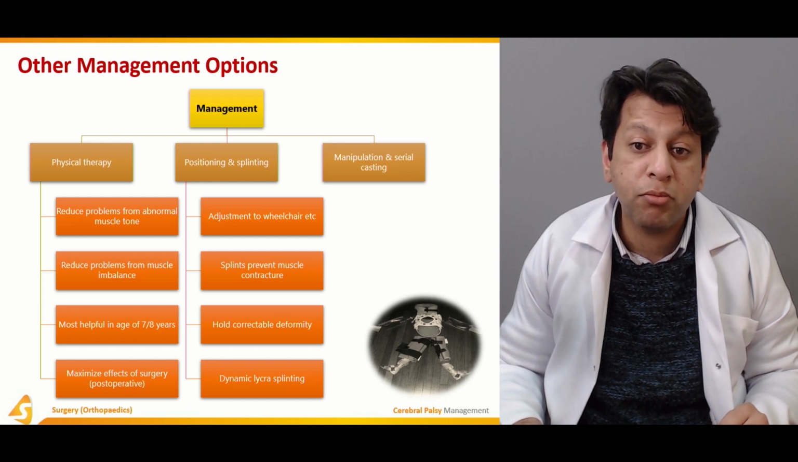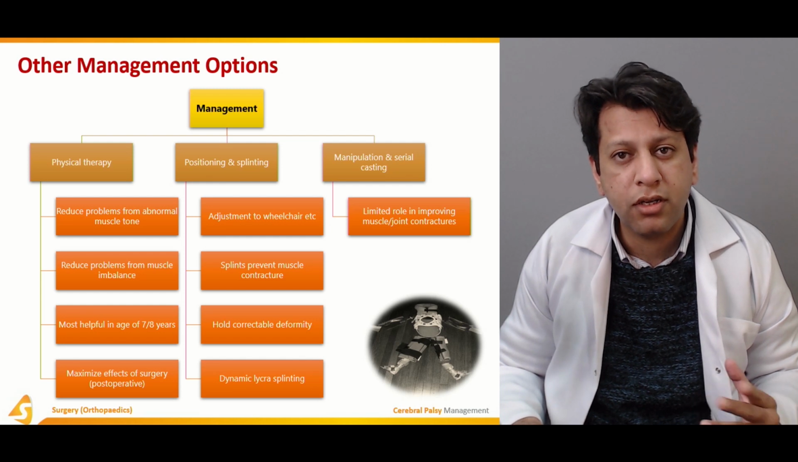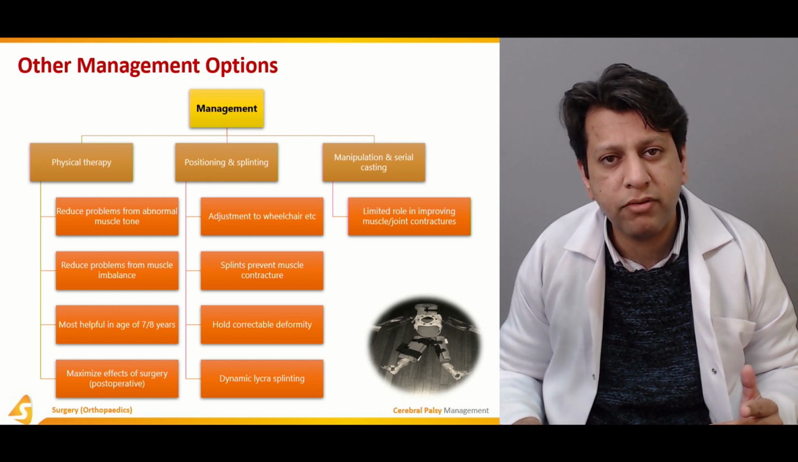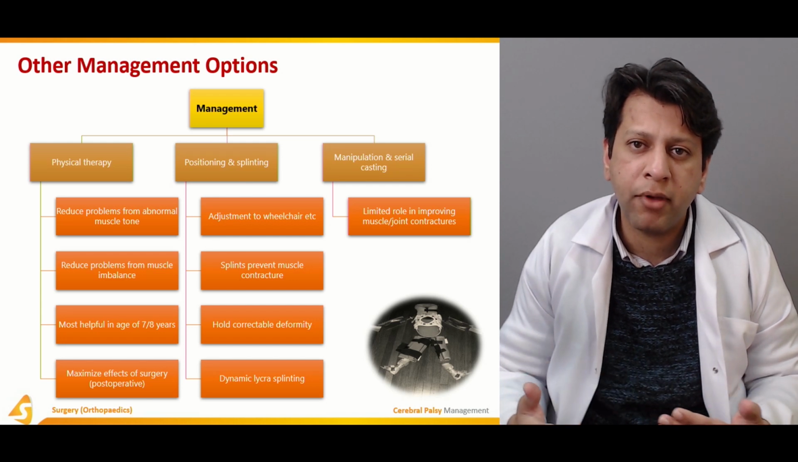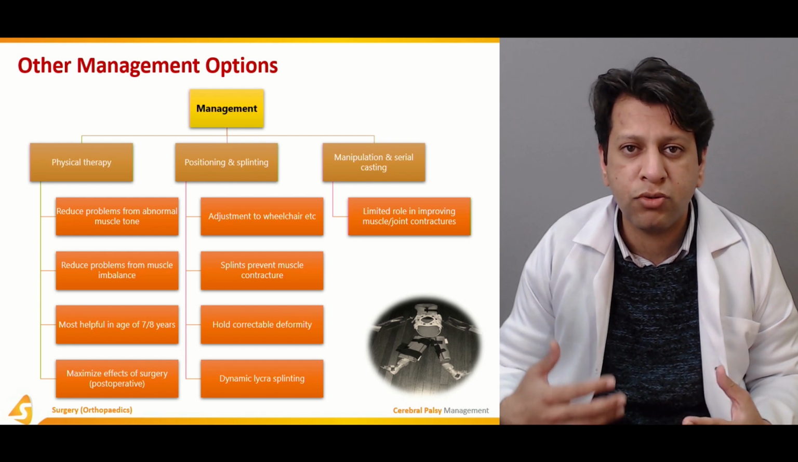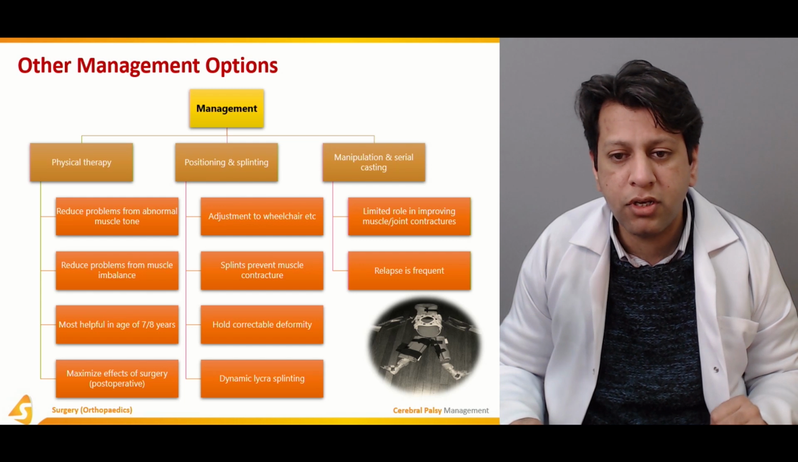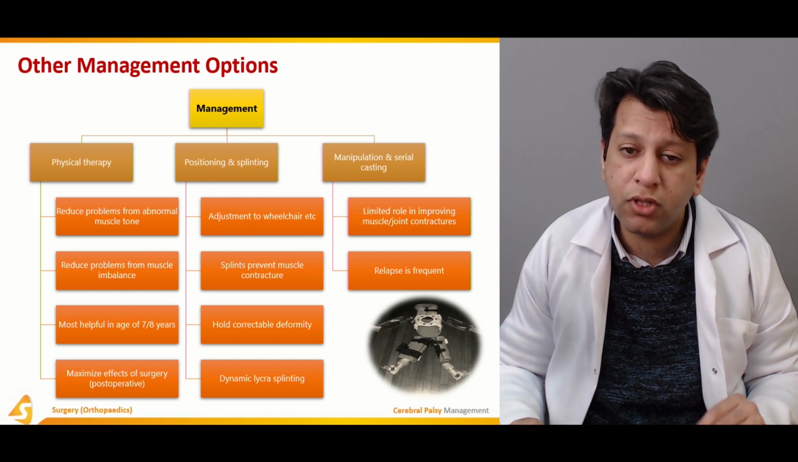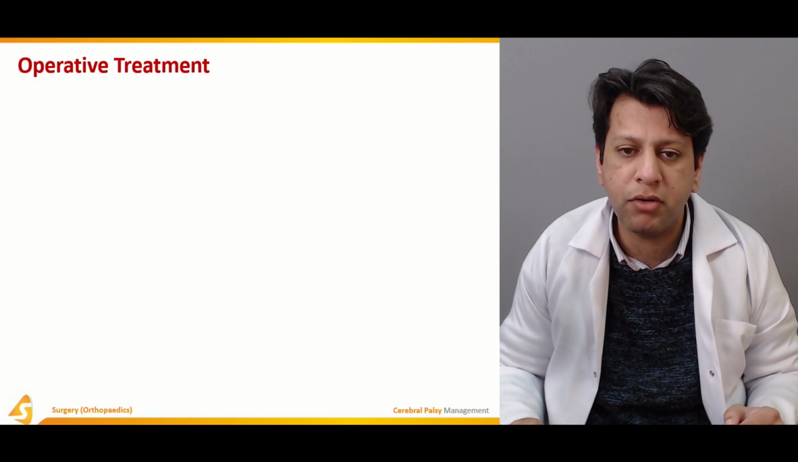Another option is manipulation and serial casting. This has a limited role, although sometimes it can also be helpful, because a cast has weight as well, and it is kind of a dynamic physiotherapeutic unit. It acts so that muscular contractures can be prevented. Usually, relapse is frequent with these; therefore, positioning, physiotherapy, and splinting are the mainstay of the treatment.